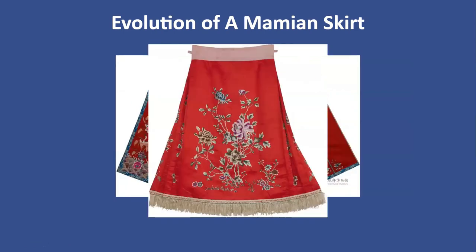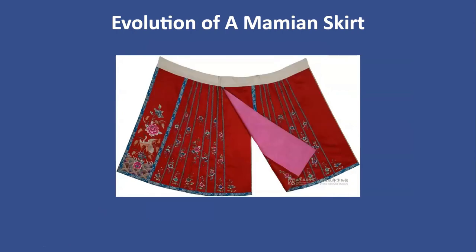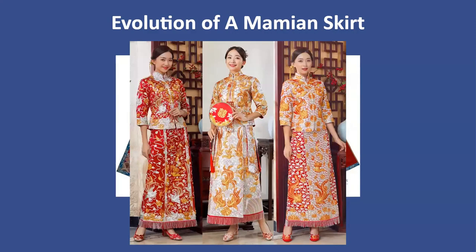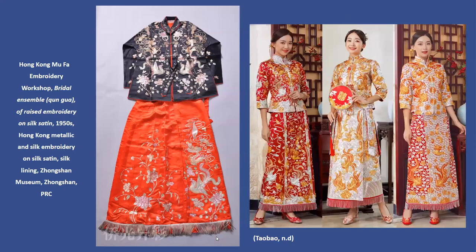As time went on, it became a tube skirt with pleated sections on either side, so you just slip it on. And the mamian is not detached anymore like this one, it's completely sewn shut. It's now a zone for decoration at the front and the back, or as in these examples, a separate apron. So here we have examples from the 40s and 50s. This is a Qingguo made in the 50s, and these are some Taobao vendor pictures I found, pretty recent.